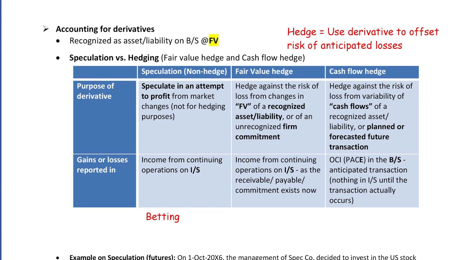Next column, we have got fair value hedge. This is hedging against the risk of loss from an existing or already recognized asset or liability or a firm purchase commitment. Gains or losses, they go to highlight income from continuing operations on income statement. Now this is because the receivable or the payable or the commitment, all these highlight exist now. And make a note below this column, already have inventory.